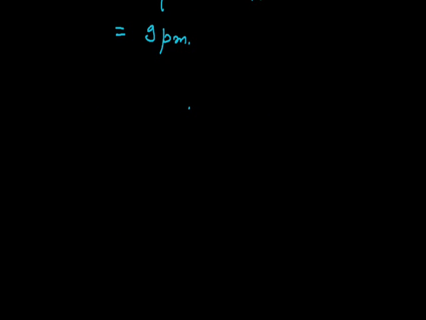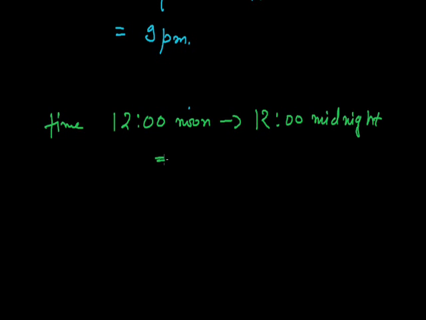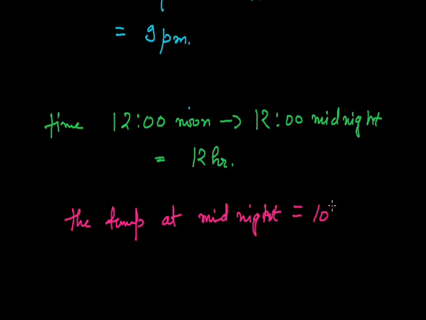Now in the second part it is being asked what will be the temperature at midnight. Now the time from 12 noon to 12 at midnight will be 12 hours. So the temperature at midnight will be 10 degrees minus 2, which is the rate of decrease of temperature, into 12. So it will be 10 degrees minus 24. So it will be minus 14.